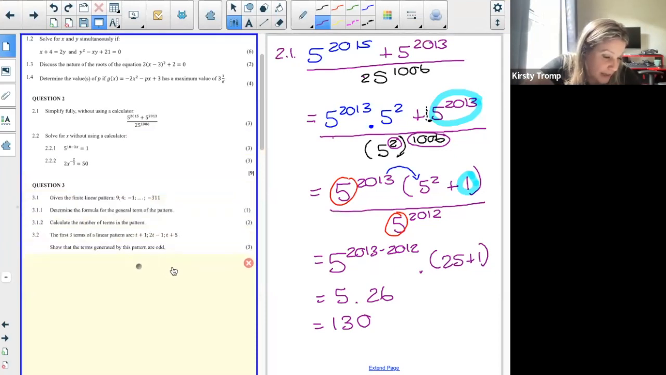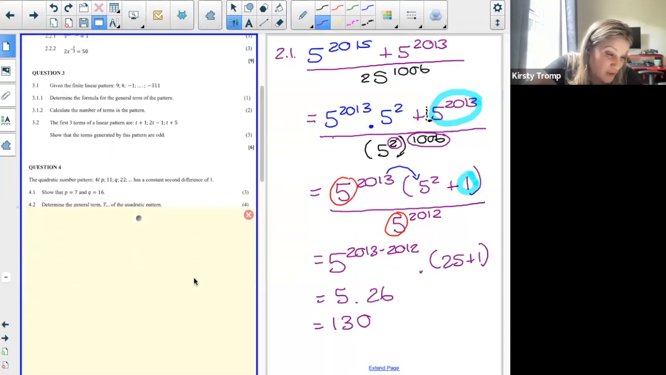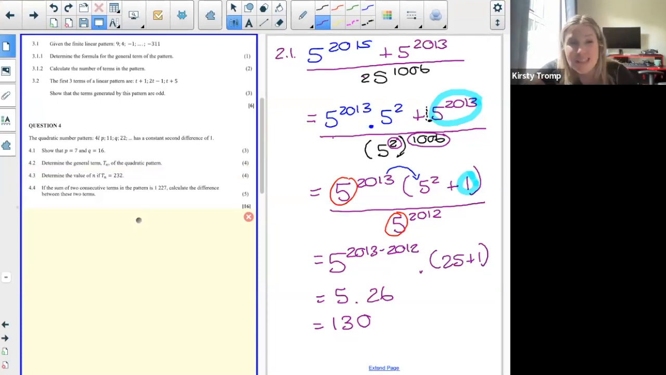Okay, what I would like to go through is one of your number pattern questions. The number pattern question that I'd actually like to go through is your quadratic number pattern, because that's new to grade 11. So that's new grade 11 work. So I want to have a look at this quadratic number pattern today. All right, we've got 11 minutes left.